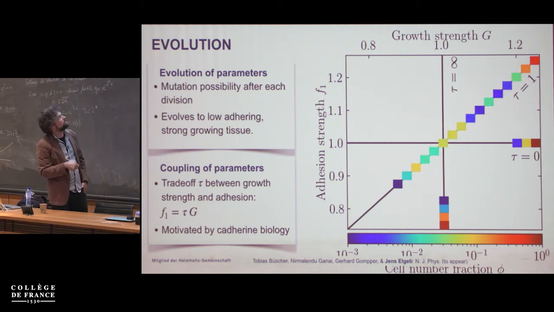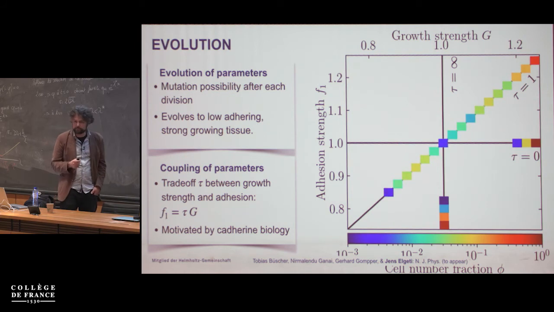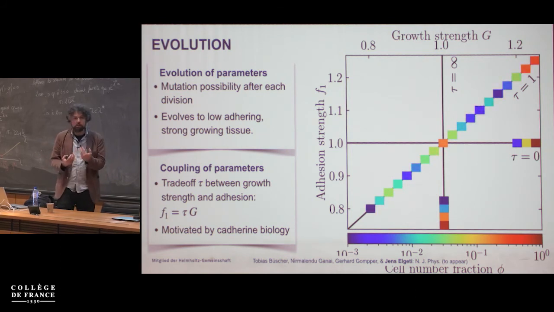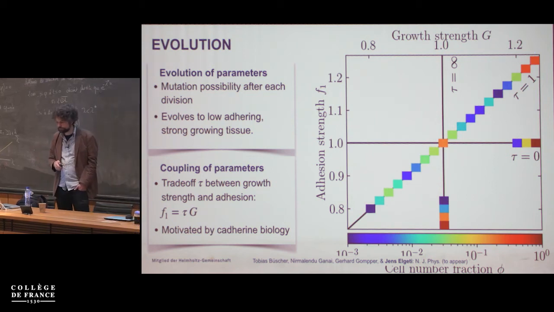But then something interesting happens. The population splits up. And we have a stable coexistence of many different genotypes and phenotypes inside the population that stably coexist over time. So here at the end, you see that it came back to a significant population of the original one. There's quite a bit of strong growth, strong adhesion, but the whole intermediate regime is populated.